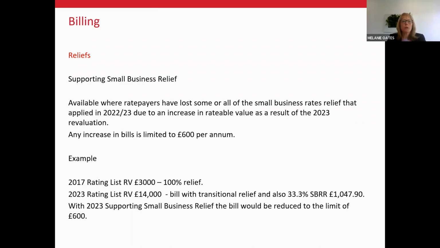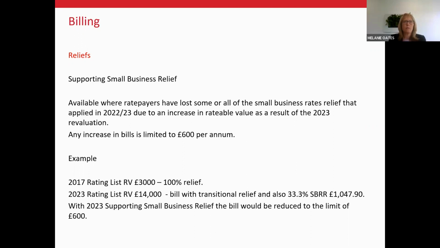Now, the supporting small business relief comes about with regard to a revaluation, where ratepayers have lost some or all of the small business relief that applied in 2022-23, and that has come about purely because of an increase in your rateable value as a result of the 2023 revaluation. Any increase on bills with regard to that is limited to £600 per annum.